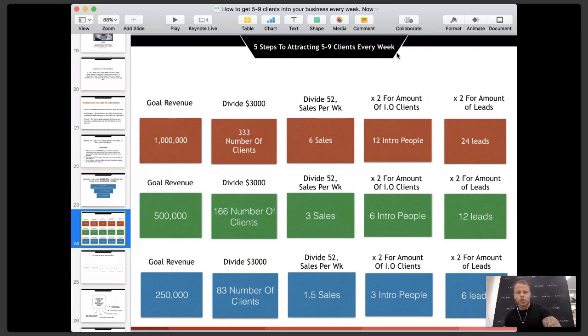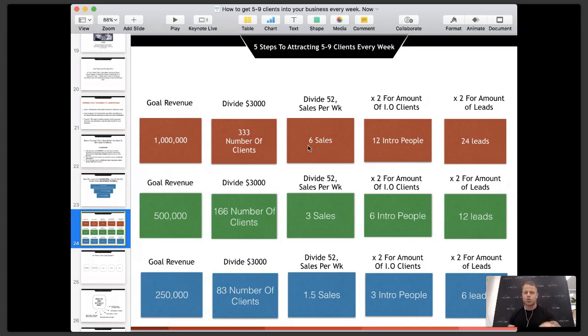Now, this is for those who essentially have an intro offer. Those who don't have an intro offer, so some of us on here, maybe you're a tradie or you're a financial planner, you probably don't have an intro offer. You get the 24 leads, and rather than selling 50% and 50%, you probably go straight into your quote and you sell 25% into the 6 sales.